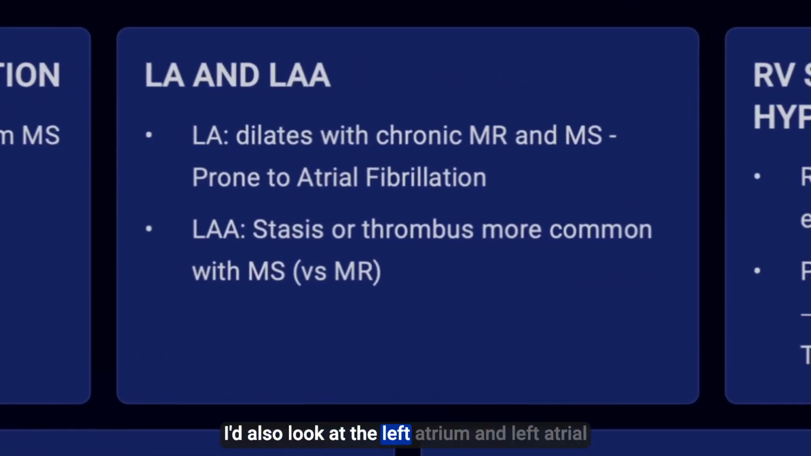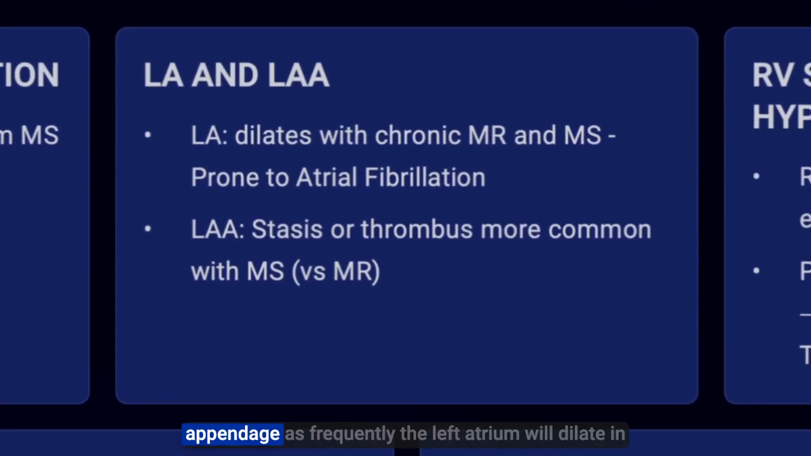I'd also look at the left atrium and left atrial appendage, as frequently the left atrium will dilate in patients with chronic mitral regurgitation and mitral stenosis, making them prone to atrial fibrillation. And because they're prone to atrial fibrillation and have low flow through that mitral valve, they are more prone to stasis and thrombus in that left atrial appendage.